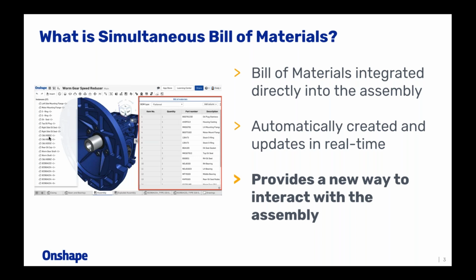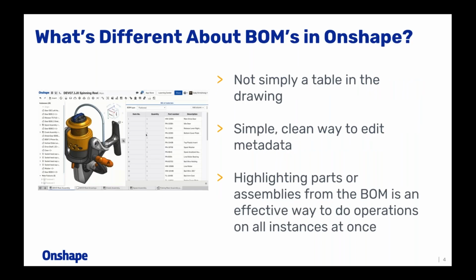So that's a simple introduction to the simultaneous bill of materials. One question I get asked often is, what's different about this than what I may have used in the past? If you have experience with SolidWorks, for instance, the bill of materials is kind of just this table that you insert into the drawing. It's not really an object that you interact with, at least in most people's scenarios. So it's more of an annotation in the drawing rather than something that you would interact with at the assembly level.